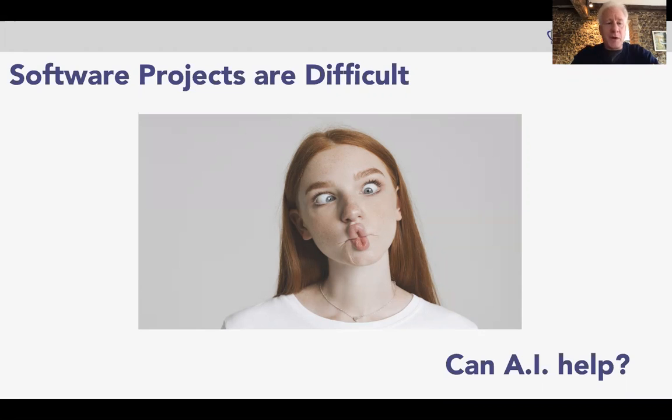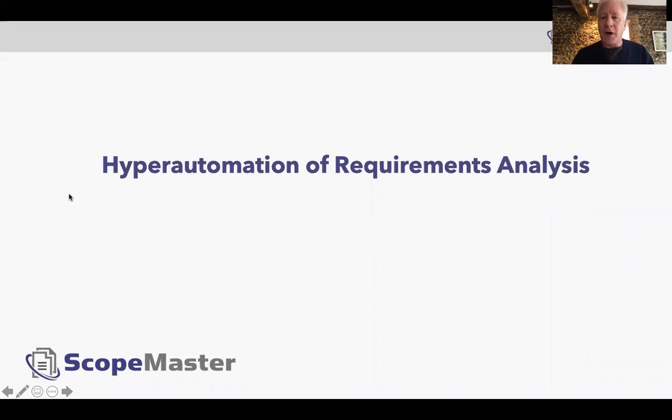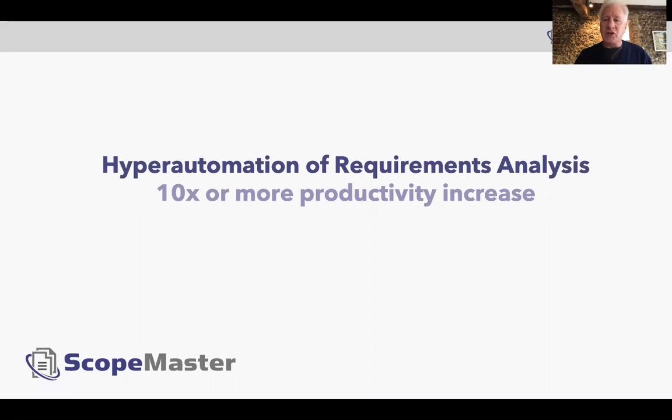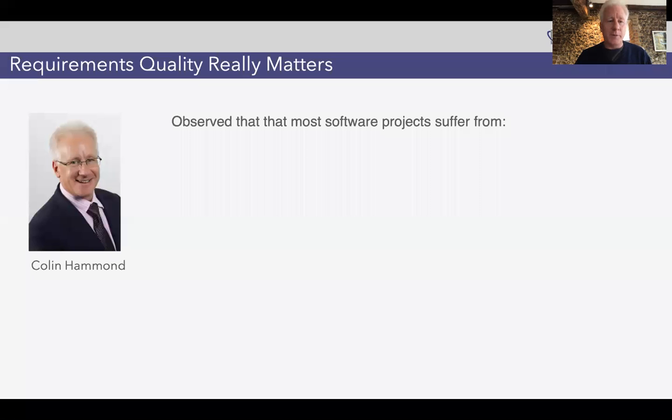If you're involved in software projects, you might find the next 4 minutes very useful to you. See, they're pretty difficult, and we're going to tell you about how AI can help through the use of hyperautomation of requirements analysis. Hyperautomation is orders of magnitude increase in productivity. And through a tool that we've invented, you'll see how that can be done in the next 4 minutes.